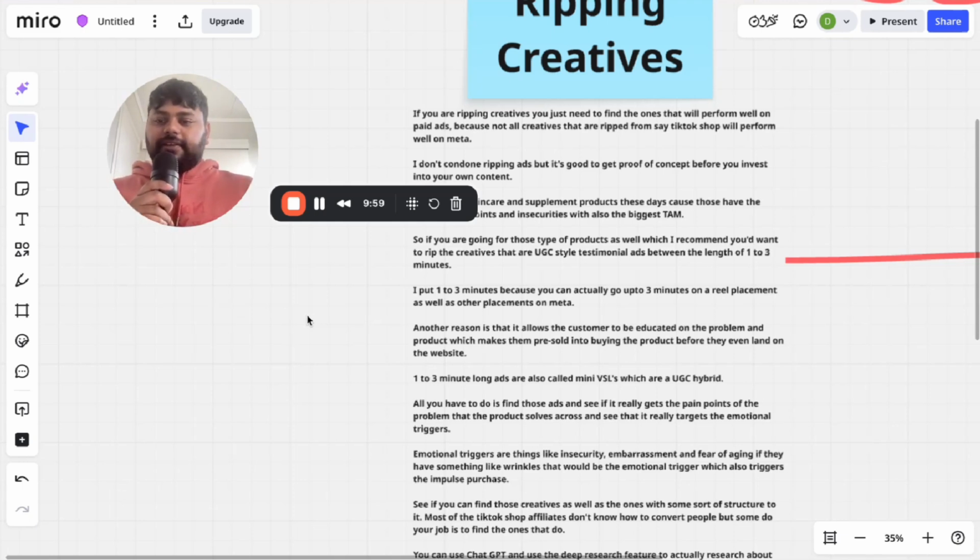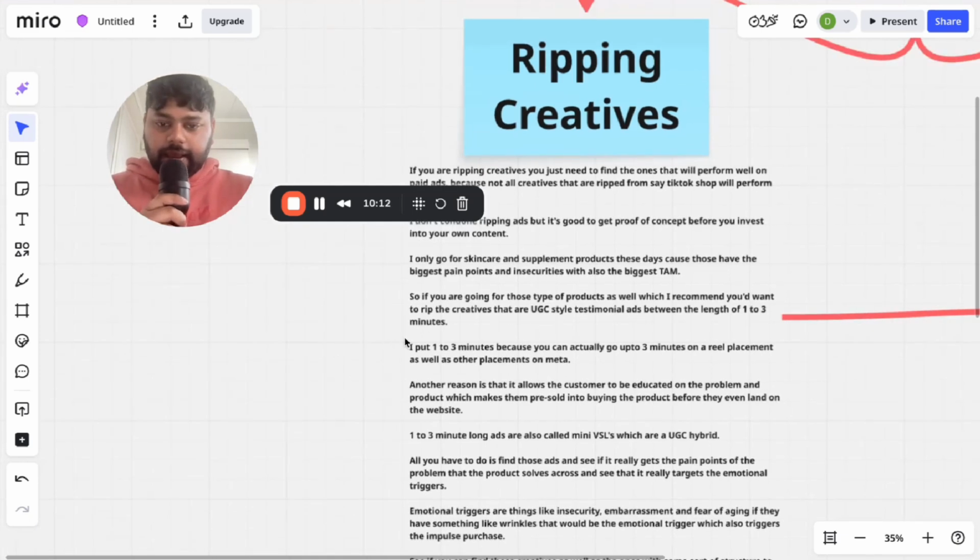But e-com is completely different. Like e-com, I mean Shopify, is completely different, right? We're essentially competing on value instead of price, right? So that's what you need to get through your head.